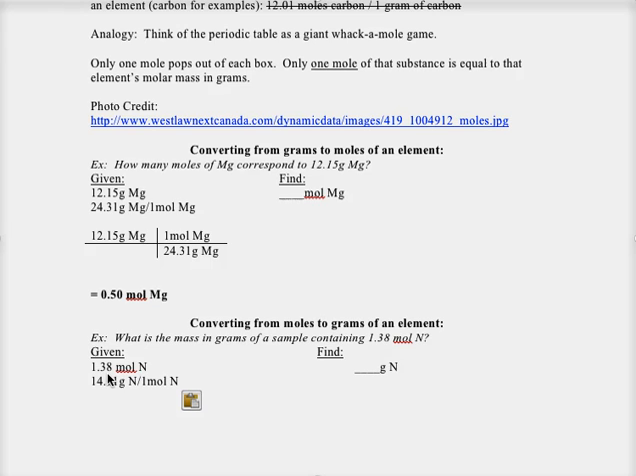All right, in this problem I'm given 1.38 moles of nitrogen. I look to the periodic table to find this number. A mole of nitrogen has a molar mass of 14.01 grams. So I write that down as the ratio that I care about. Now, this is a two-step process. I'm going to need 2 pickets in my fence. So go ahead and draw your picket fence.